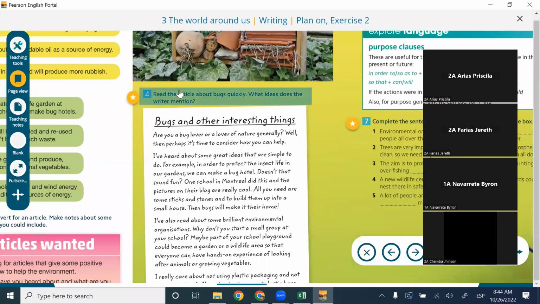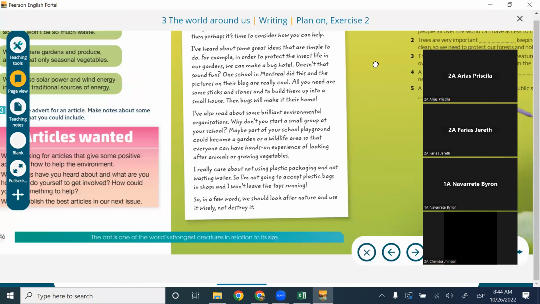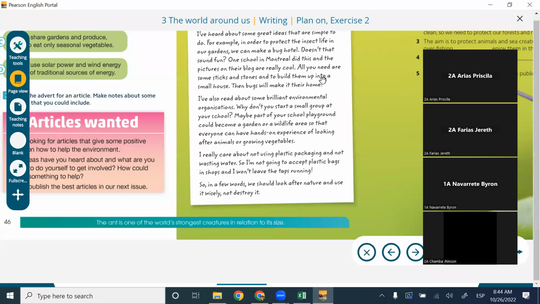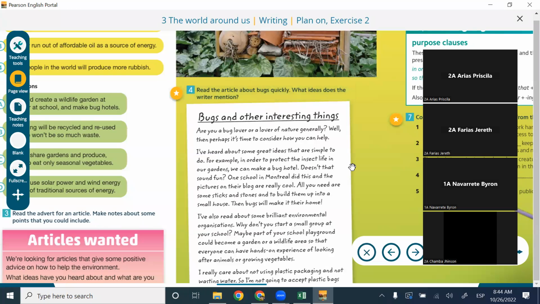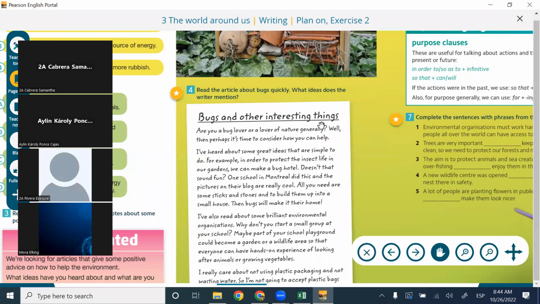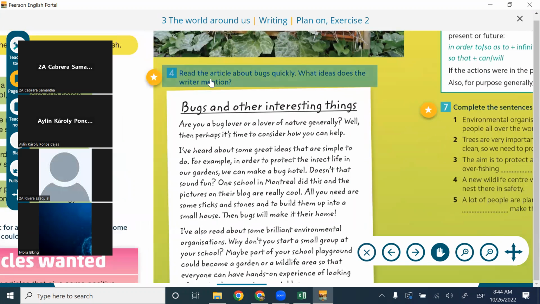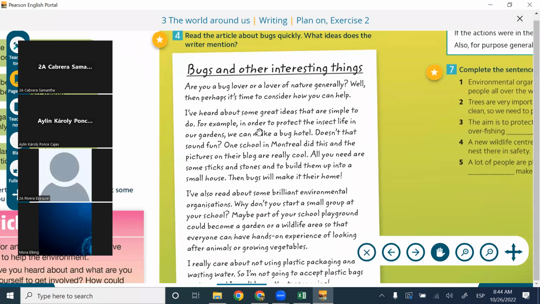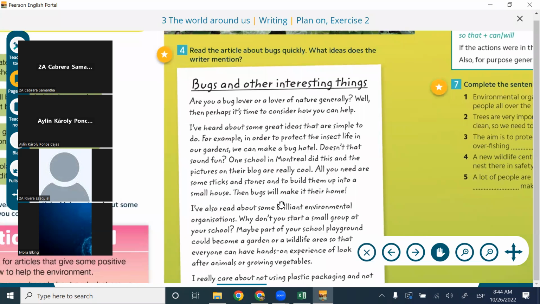Here we have an article and some interesting ideas, okay? Pay attention. Attention, please. Eileen, Caroli, number 4. You read the article about BACH weekly. What ideas does the writer mention? Eileen is going to read, and later we are going to have the most important ideas, okay? Start reading, Miss.